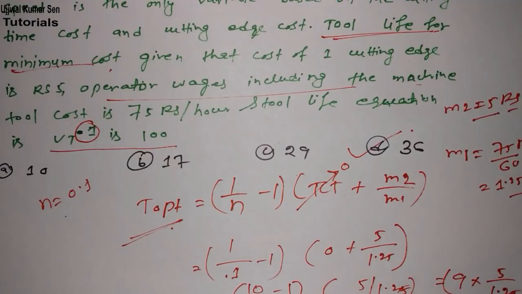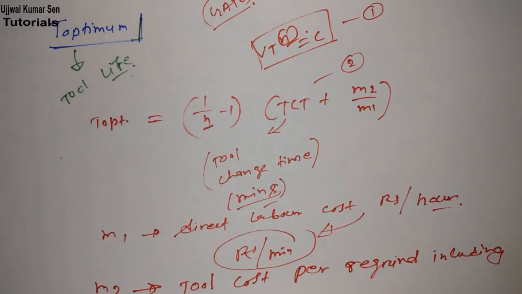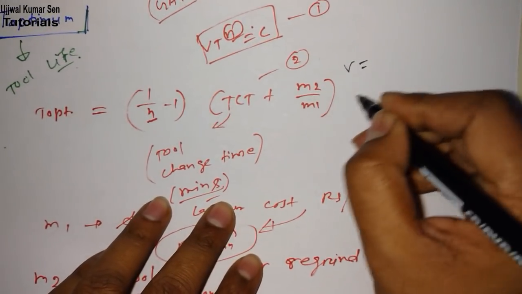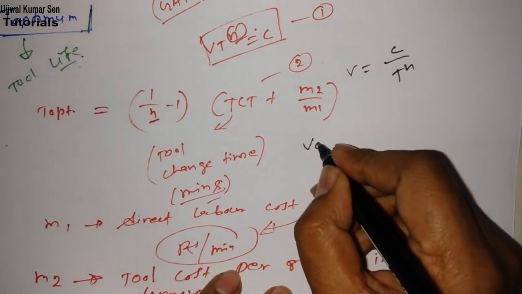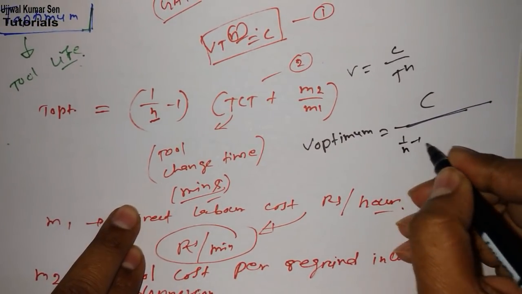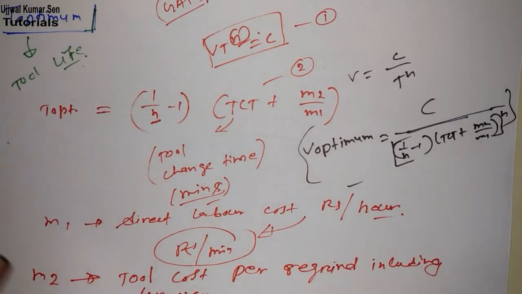Now as you are watching this video, let me share with you how to find out V optimum. Once you come to know how to find out T optimum, can you tell me how to find out V optimum? Because I have already shared with you that equation, that is V T to the power N is equal to constant. From this equation only you can realize how to find out V optimum. See, from this equation we can write V is equal to C by T to the power N. If we want to find out V optimum, then in the place of T we have to write T optimum, that is (1 by N minus 1) times (TCT plus M2 by M1), and its whole to the power N, that is the tool life exponent, you can say that.